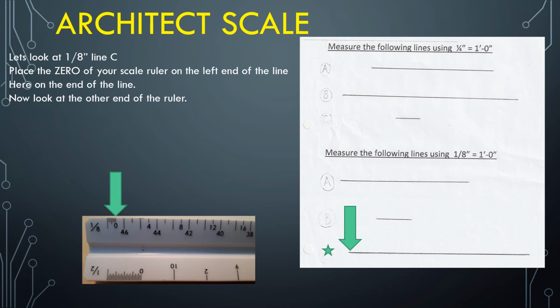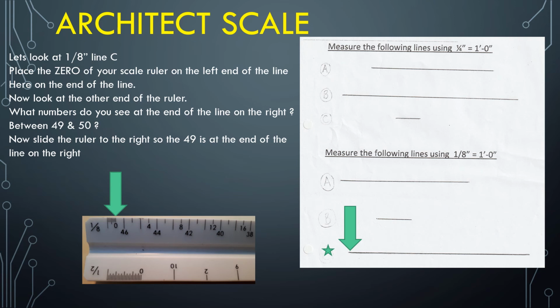You all ready? Here we go. What numbers do you see on the line on the right? I fall between 49 and 50. Is that what you got? Slide the ruler to the right, so the 49 is at the end of the line on the right. Count your divisions. You should get about 2 divisions. So they're each worth 2 inches, right? So 49 feet 4 inches.